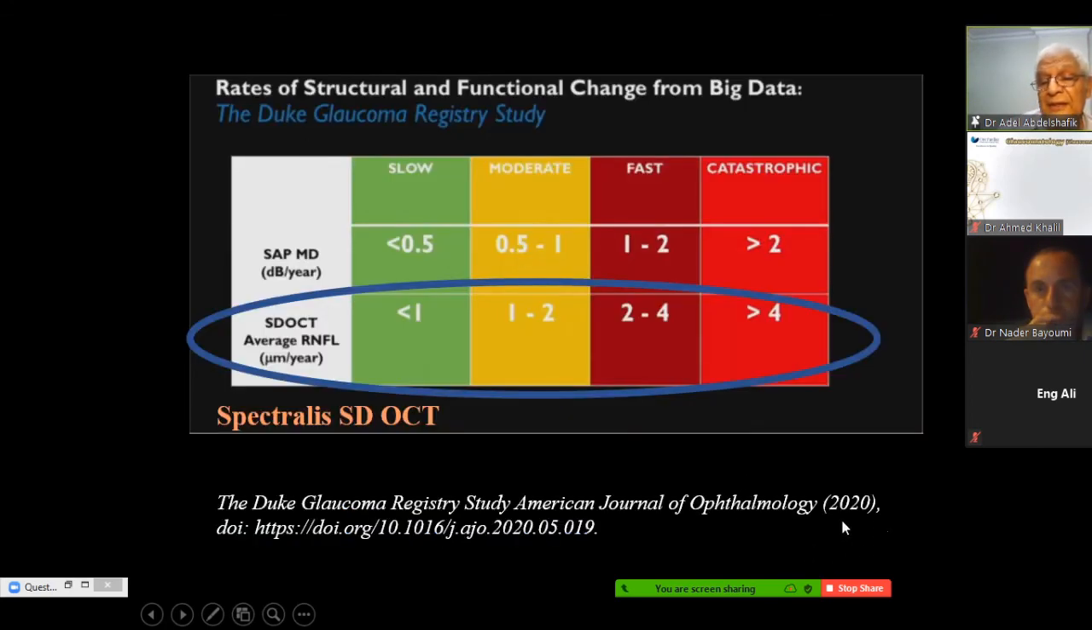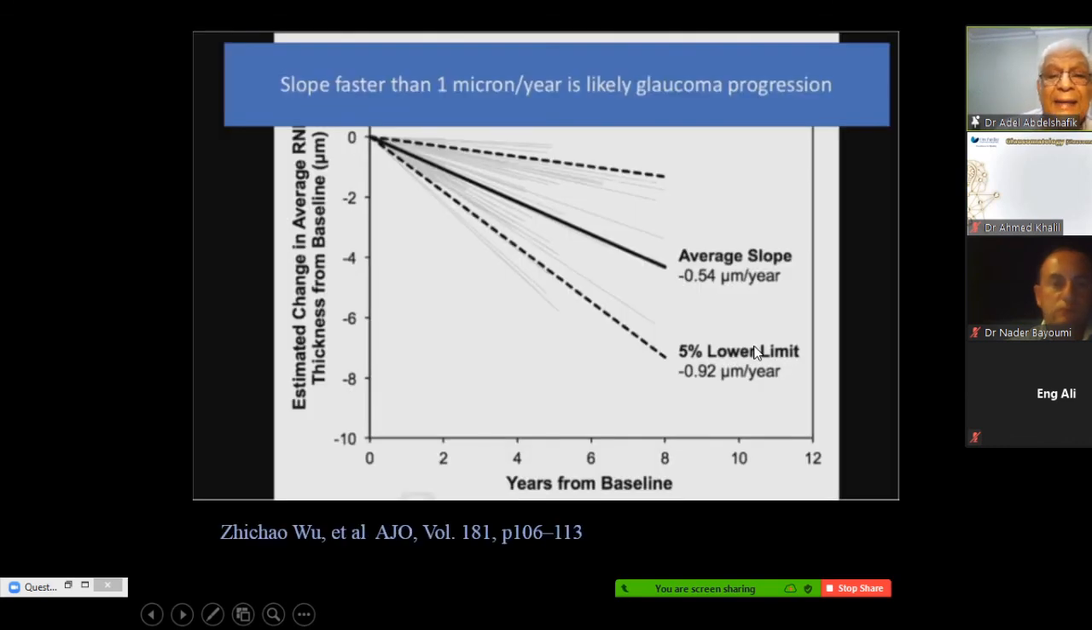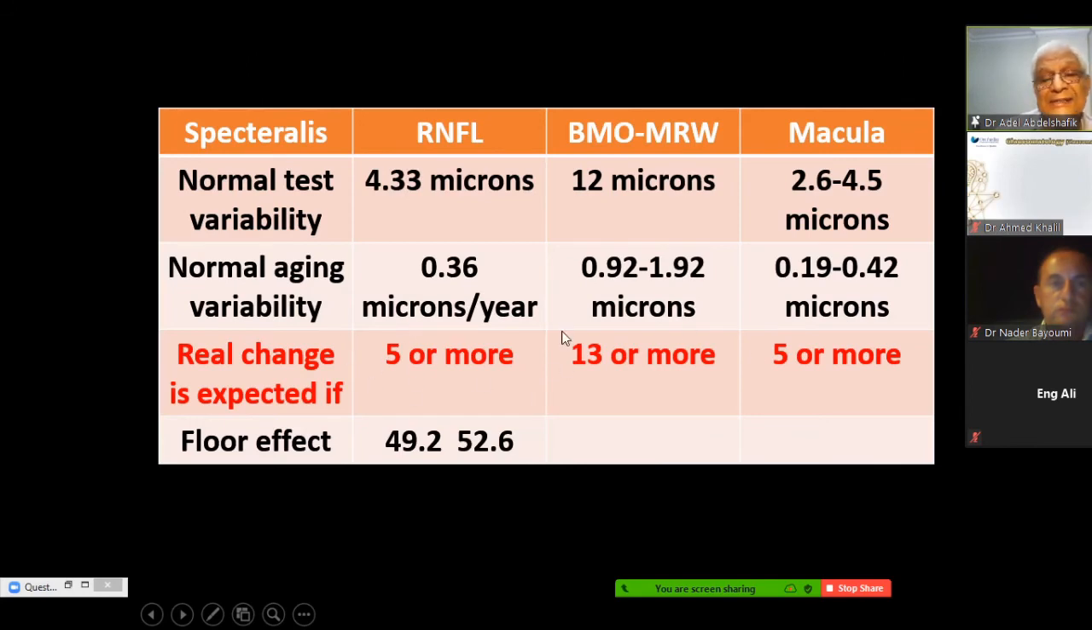Another study, recent and still not even available, just online, shows the degrees of change for the Spectralis. Glaucoma progression is slow if it's less than 1. Between 1 and 2, it's moderate. Between 2 and 4, it is fast. More than 4, it is catastrophic. So this study shows that more than 4 is catastrophic, and here they accept more than 5.